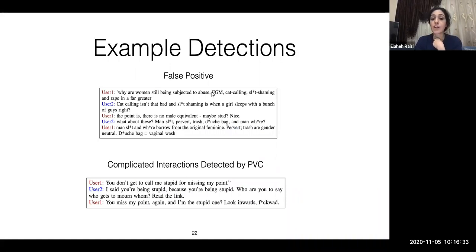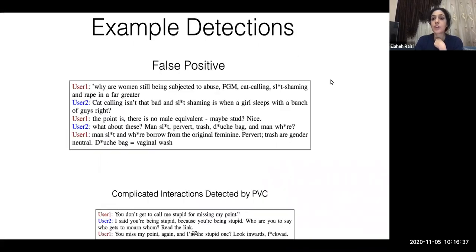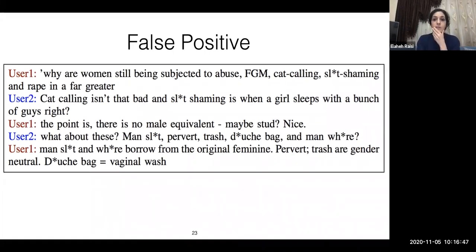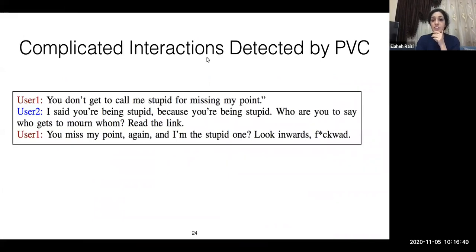So there are some examples of this detection. For example, we have some false positives, where there are some offensive and negative words, but the people are just discussing the issue. They are not bullying each other. Or, for example, there are some complicated interactions that PVC was able to detect, but other baselines were not able to detect these kinds of complicated interactions.